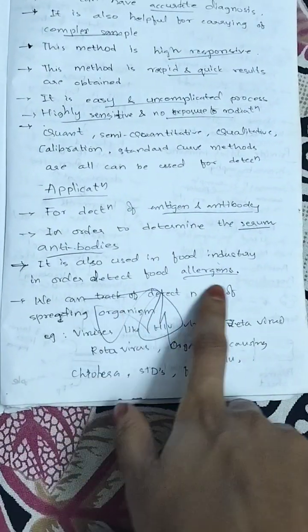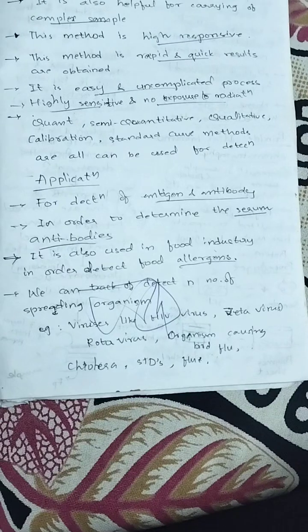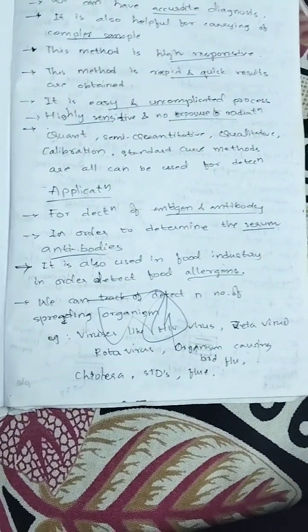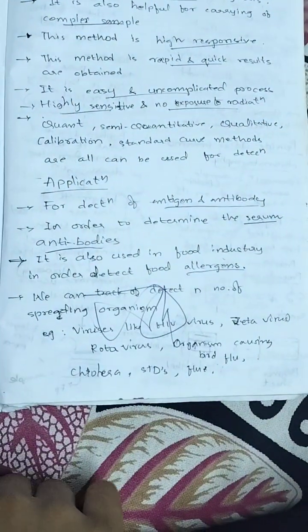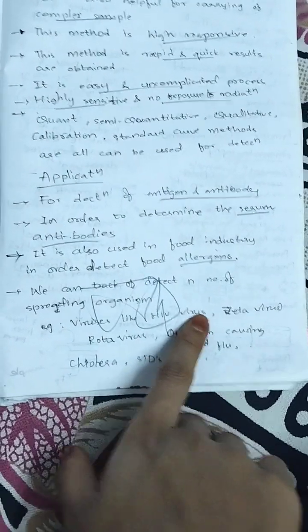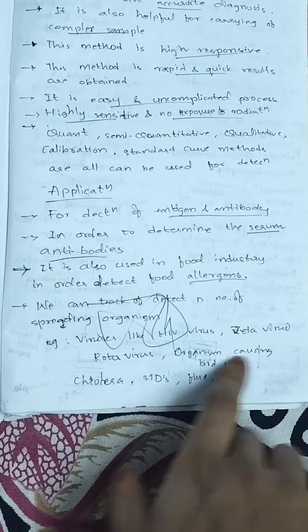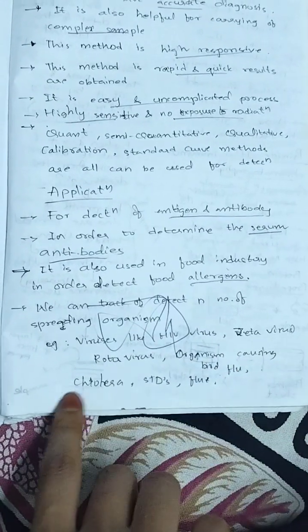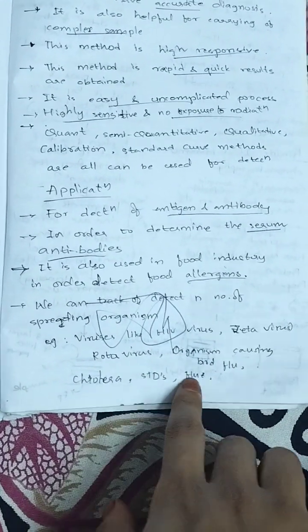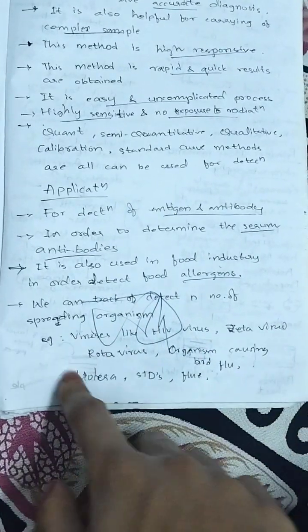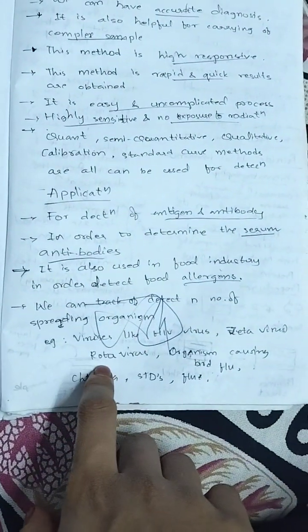We can also detect spreading organisms like viruses, such as HIV virus, Zika virus, rotavirus, and organisms causing bird flu, cholera, STDs, and flu. All these organisms can be detected using ELISA.